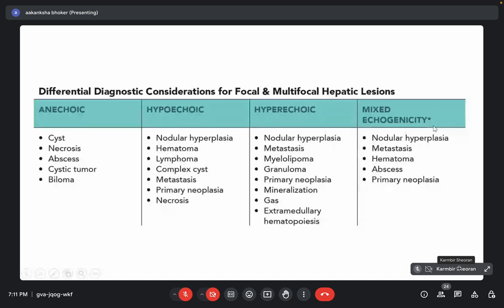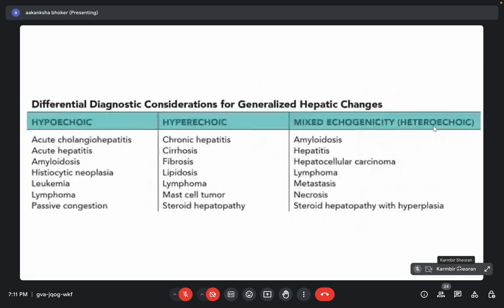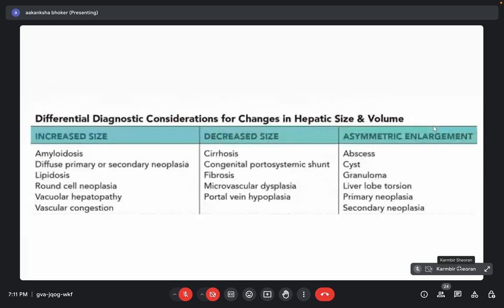So we cannot be very sure by seeing an organ, and we do not give a definitive diagnosis for any lesion. In ultrasound, we have to describe the appearance of the lesion which we are seeing instead of giving a straightforward diagnosis. We have to give differentials and suggestive diagnosis. Similarly, for generalized changes, these are the different diagnostic considerations. And for size, if it is increased or decreased, what can be the various reasons.